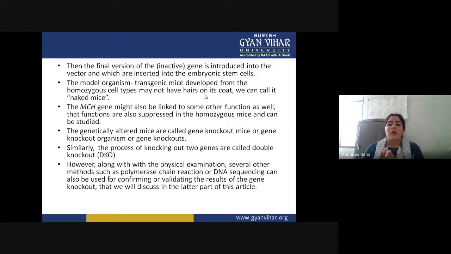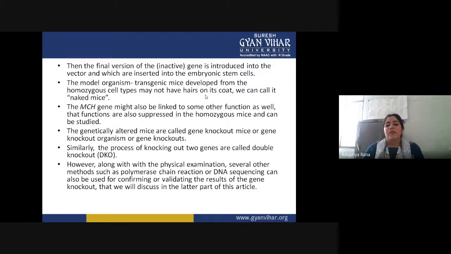The genetically altered mice are called gene knockout mice, or gene knockout organism. Whatever we call them, the model organism we get from that whole process can be called a knockout organism or knockout mice. Similarly, the process of knocking out two genes is called a double knockout. If we knock out one single gene, that is just the gene knockout process, but if we knock out two genes, that is called a double knockout, or in short, DKO.